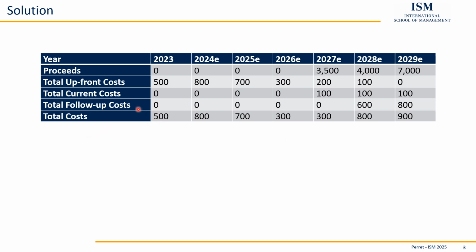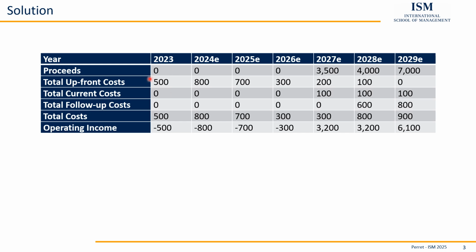With these costs and the earnings or proceeds, I can calculate my operating income as proceeds minus costs. So I have 0 minus 500, 0 minus 800, 0 minus 700, 0 minus 300. Then here 3,500 minus 300, 4,000 minus 800, 7,000 minus 900.